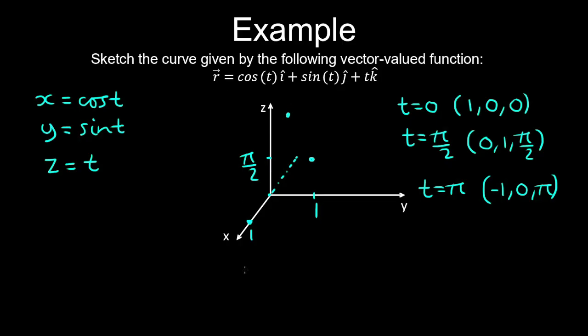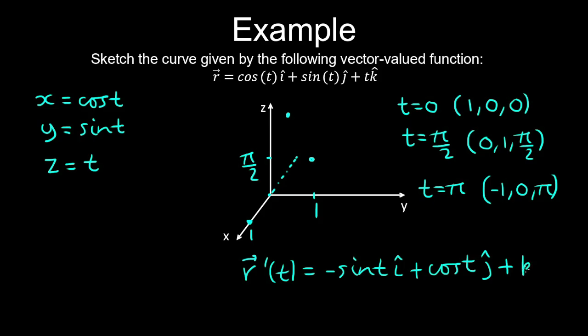And if you also take the derivative of the vector valued function, we get minus sine t in the i direction plus cosine t in the j direction plus 1 in the k direction. So our helix would look something like this. So it twists in a circle while the height increases.